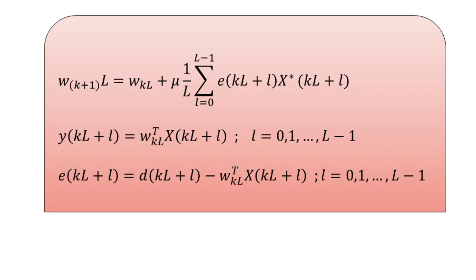Now since we have the output y of n over each block of L values, which is the convolution of the weight vector w suffix kL with a block of the input samples, the efficiency of the block LMS algorithm comes from using the fast Fourier transformation to perform this particular block convolution.